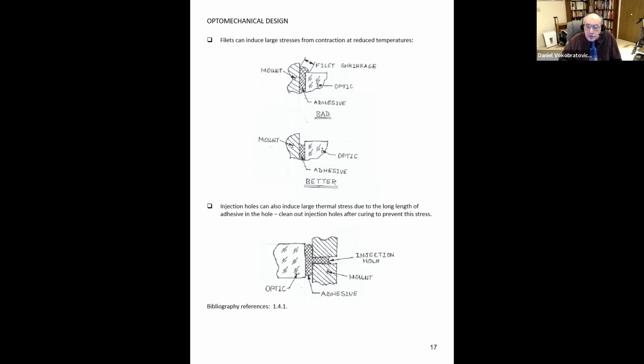It's very common to use injection holes to inject adhesive around the circumference of the optic. Good idea, except if you leave the adhesive in the injection hole and you have a drop in temperature, the thermal coefficient of expansion of the adhesive being very high can produce a large tensile stress directly below the injection hole, which can cause a fracture in the glass, which is shown in the next slide.